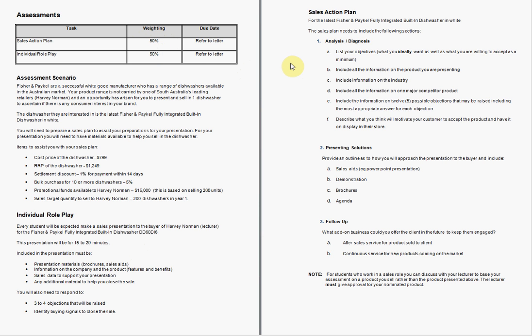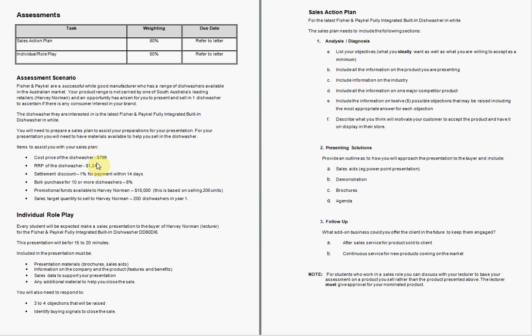With the action plan, it is actually based on, as is the role play, the Fisher & Paykel dishwasher. Please be aware that if you want to use a product from your own organisations, you're more than welcome to do so, but there are things that you do need to be sure that you include in your report. What I've actually done is provide you with some information about the Fisher & Paykel. So we do have the cost price, the recommended retail price. You do need to talk about the margin or the markup of the product.